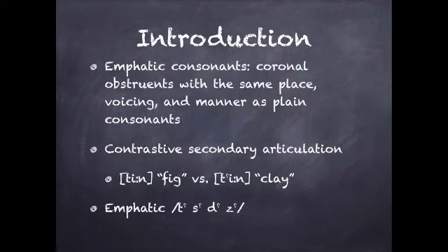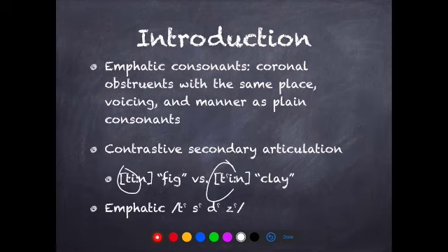The emphatic consonants are coronal obstruents with the same place, voicing, and manner as the primary consonants. However, the secondary articulation is contrastive. For example, in the minimal pair for fig, you have a plain T, and in the word for clay, you have an emphatic T. In order to speak Arabic fluently, you have to be able to produce and perceive this distinction.